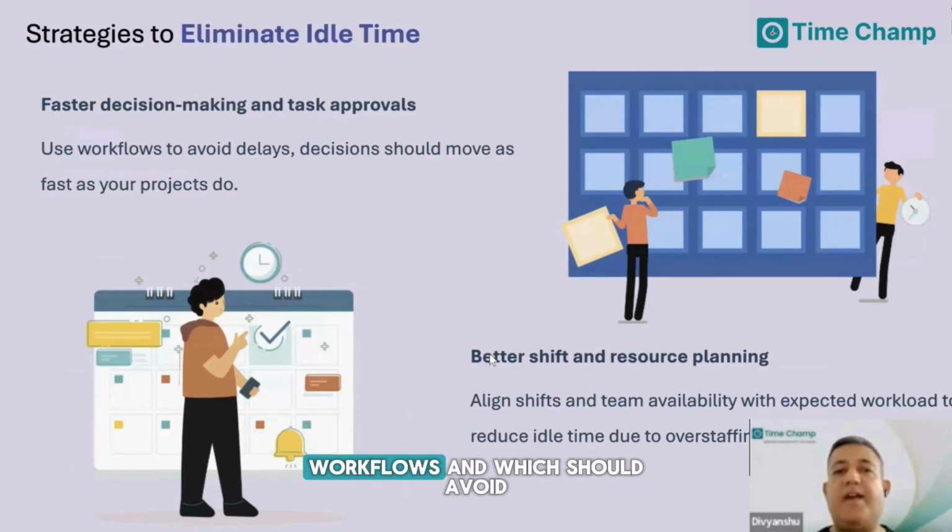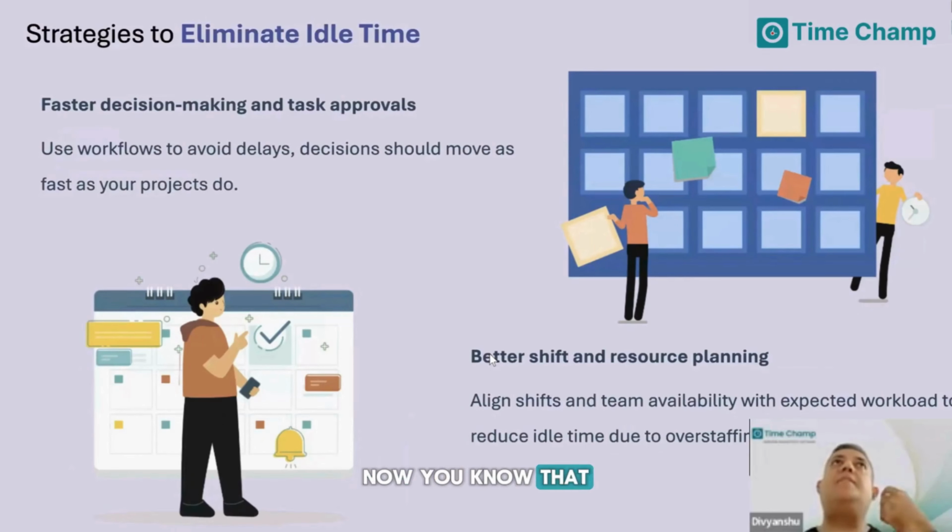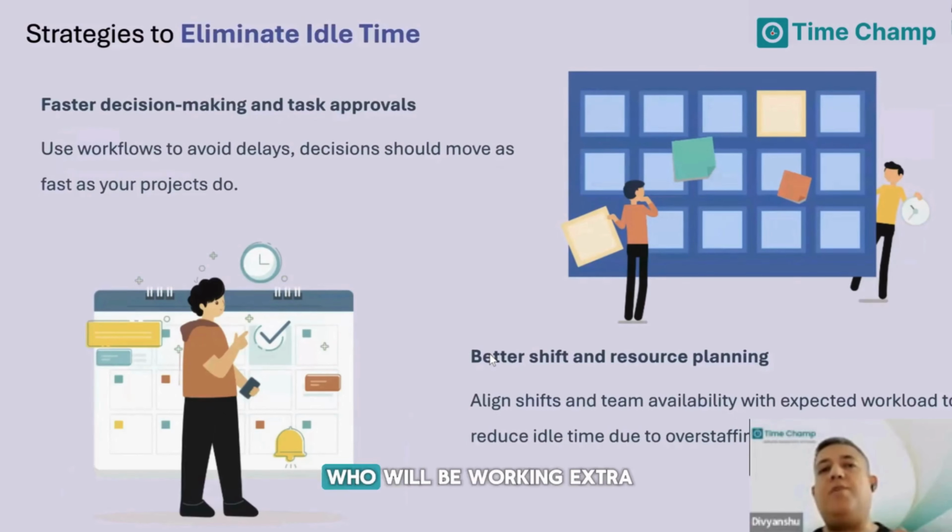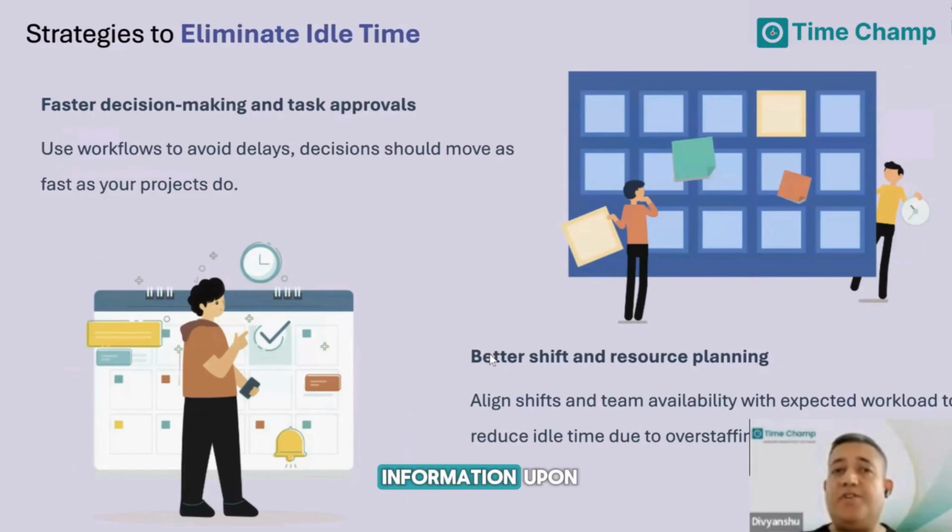Better shift and resource planning. Align shifts and team availability with expected workload to reduce idle time. Now, you know that at the start of the day there will be people who will be working extra, or there will be certain projects where the customers want information. So that is where you can plan it out. The later part of the day can be a little eased.